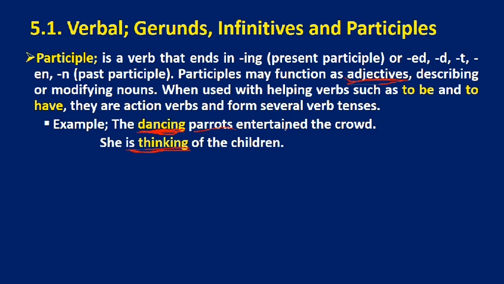Verb to be እና verb to have. 'Is' is a verb to be, is verb to be ነው. So ከverb to be ጋር thinking መጣ. So that means thinking is used as the main verb. So ይሄ sentence ምን አይነት tense indicate ያደርግልናል? Present continuous tense, present continuous tense.